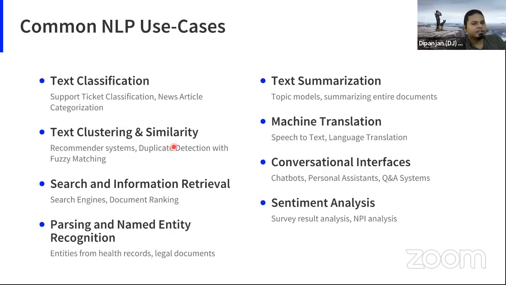Another example, like I said, is more along the lines of similarity and text clustering, where we can group similar text documents together. In that way, we can say whether some documents are very similar to each other, whether they are almost similar to each other. That is where duplicate detection and fuzzy matching concepts come into perspective.